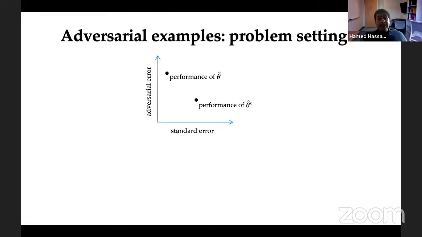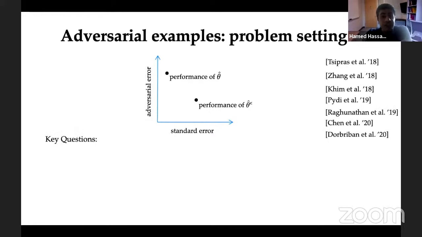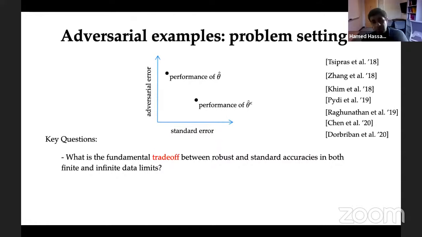So it seems that there is a trade-off between these two objectives, the standard error and the adversarial error. In order to obtain robustness, we need to somehow pay in terms of standard accuracy. So to understand the pros and cons of these adversarial training methods, there are some fundamental questions that need to be answered. First of all, what are the fundamental trade-offs between robust and standard accuracies?